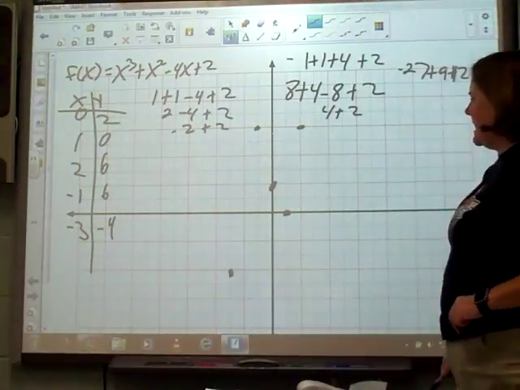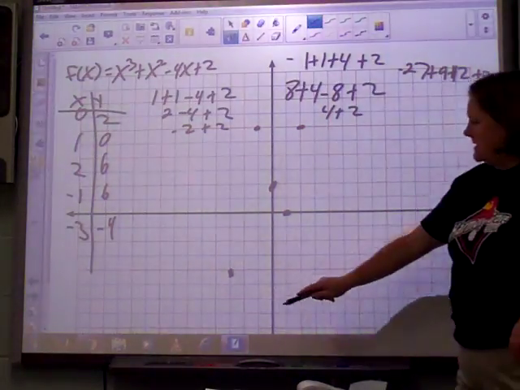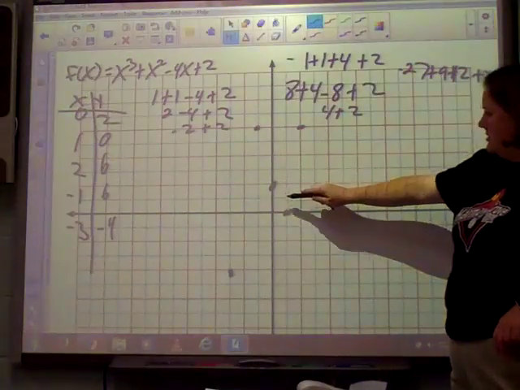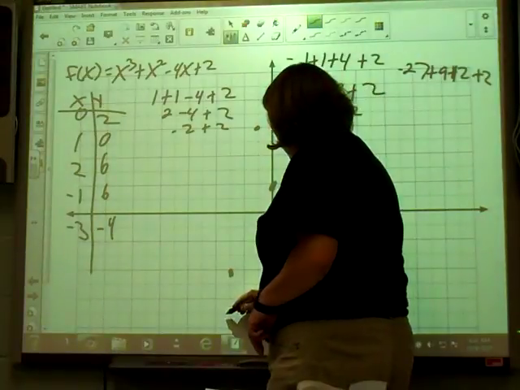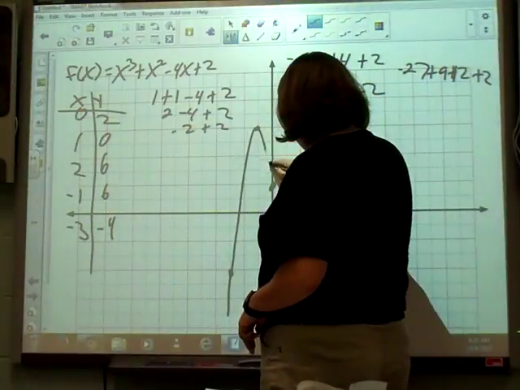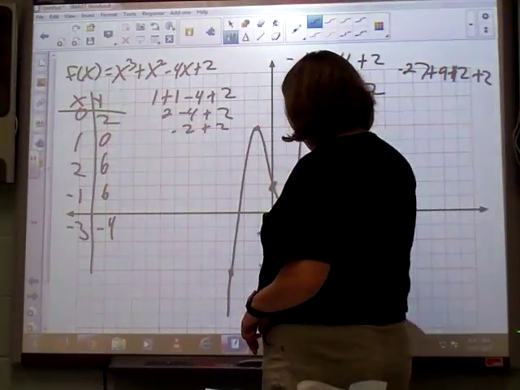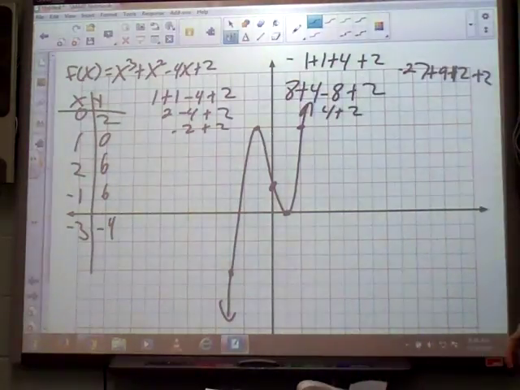Alright, so visualizing the points that we have there, I can see it goes up, turns, and then goes back up. So all we got is a pretty good representation of that graph. That's an N.